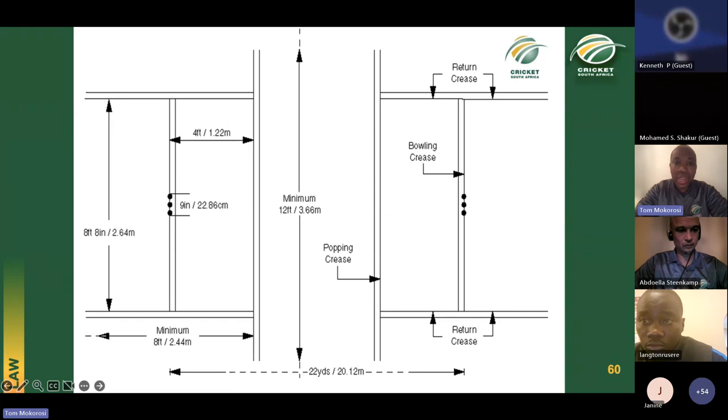So the thickness of the line actually does not matter. You get grounds where the line is about 4 centimeters thick. You get lines where the line is half a centimeter thick. What matters is the edge of the line that is closest to the stump. That is what you as an umpire and a television umpire would look at in slow motion for a review, for a stumping or a run out. I hope that answers that question.